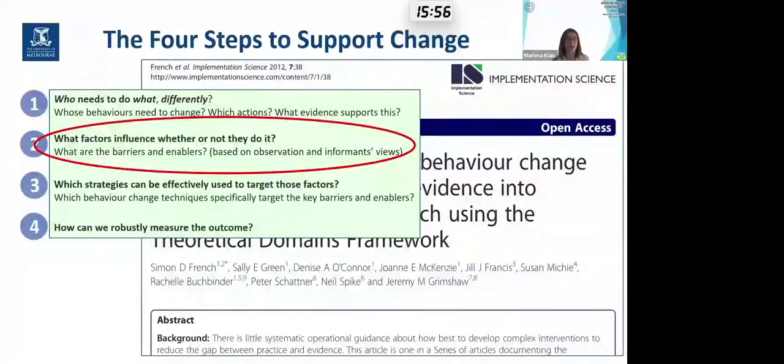The next step would be to think about, well, what factors influence whether somebody is going to do the behaviour or not? So this is where we look at the barriers and the enablers. We can't just assume by telling someone to do something that they're going to do that. That largely never works. We need to be a little bit more nuanced in understanding why somebody would do something, or indeed why they wouldn't.